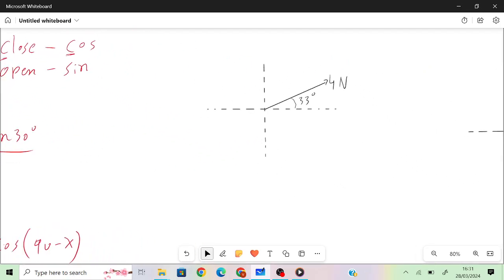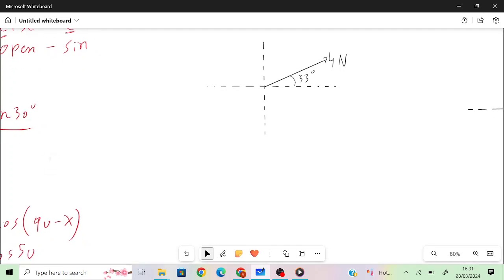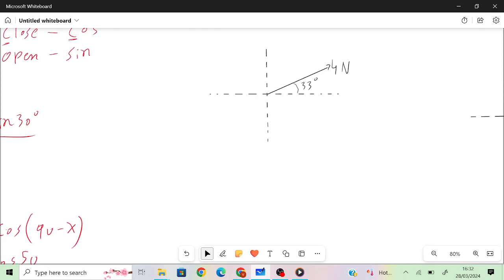Okay, I have this example here. I have 4 newtons acting at an angle of 33 degrees to the horizontal. So if I want to resolve this to the vertical, this would be 4 sine 33, because I'm opening the angle up. And if I want to resolve to the horizontal, I would have 4 cos 33. And again, depending on your example, you could leave your answer in exact form, or you could take it to 2 dp or 3 sf, depending on the question.